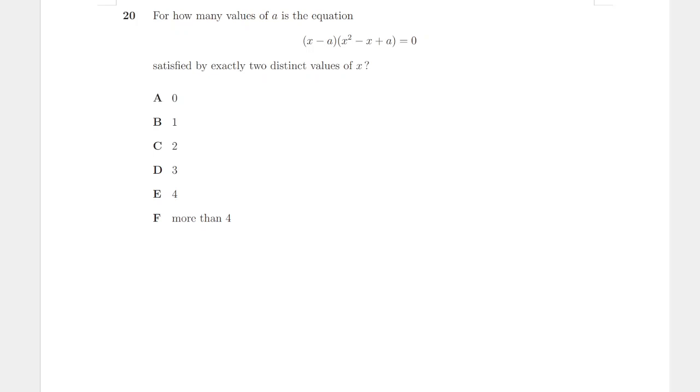Okay, question 20. For how many values of a is the equation (x - a)(x² - x + a) = 0 satisfied by exactly two distinct values of x? Okay, so let's observe the equation. There's x minus a as a bracket, and then there's x² minus x plus a as the other bracket. All right? So we definitely know from the first bracket that a is a root, no matter what.